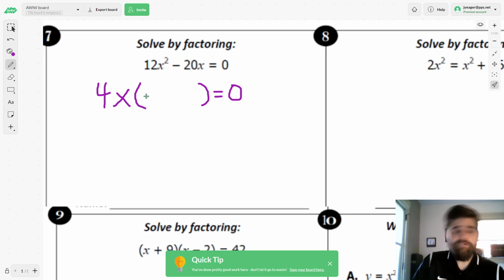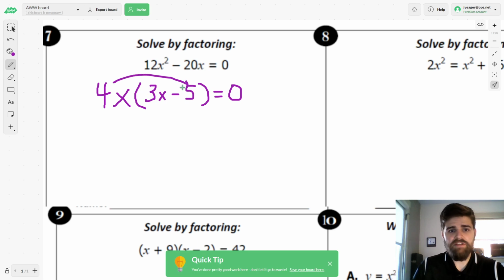Alright, so if I take 4x out of the equation, what's left over? Well, we'd have 3x here. This 4x times 3x would be 12x squared. And then we have negative 5 here, because 4x times negative 5 would get us back to negative 20x. So basically what we're doing is dividing out a 4x. Okay, so if we do that, now we're in factored form, so we can solve our two pieces.